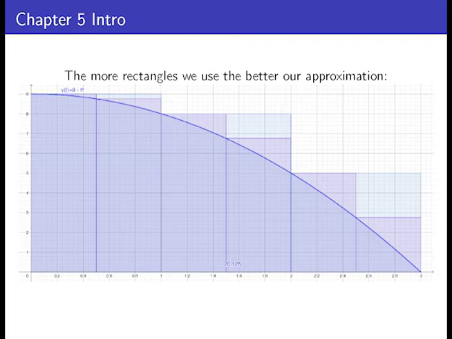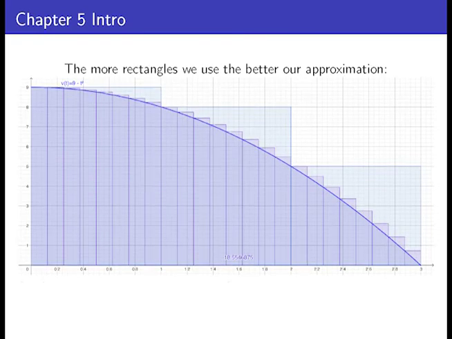So this means if we use even more rectangles, our estimate should get even better. Here's what it looks like with 12 rectangles. And this is what it looks like with 24. Each time, you see, our estimate is getting better and better and better. I've included the area of the rectangles on each of these pictures.